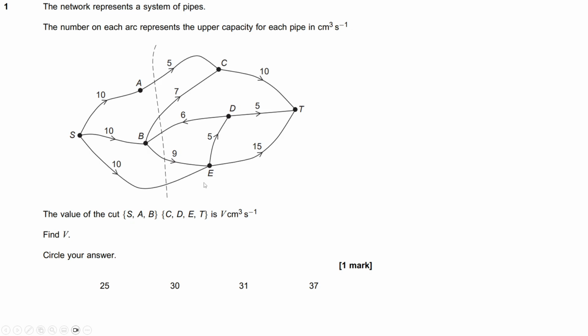Okay, so we've got 10, 9. This is not going from source to sink, so ignore that. So you've only got 10, 9, 7, and 5. And if you add them up, you apparently get 31.